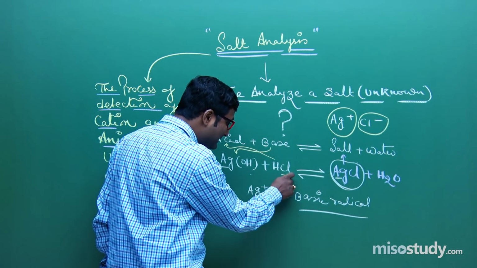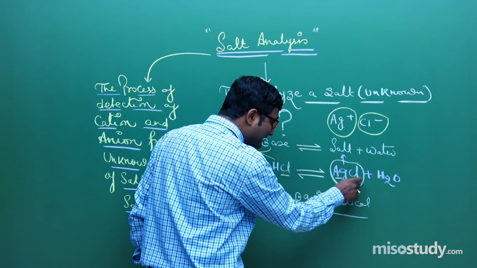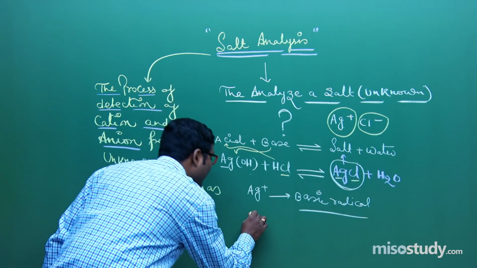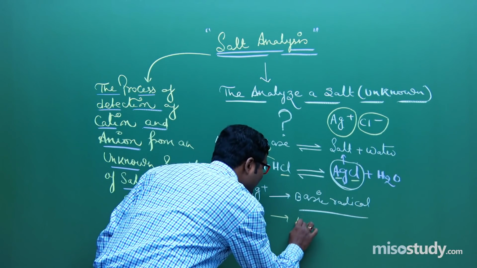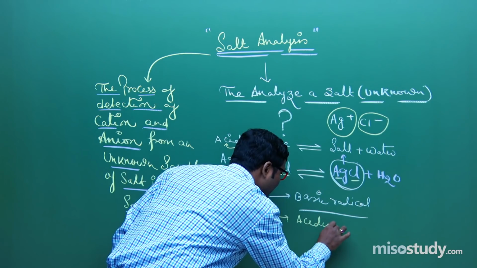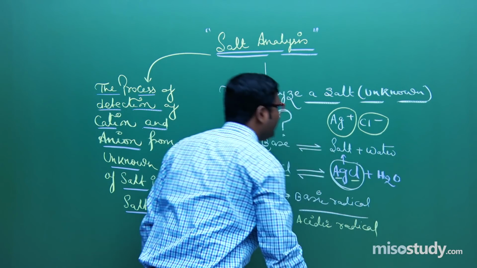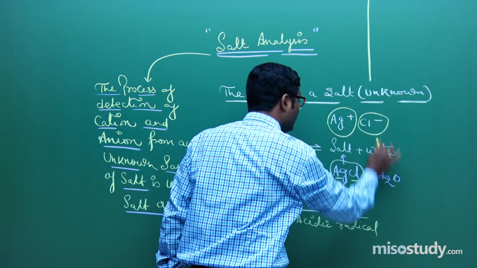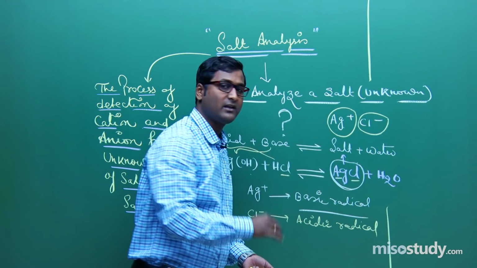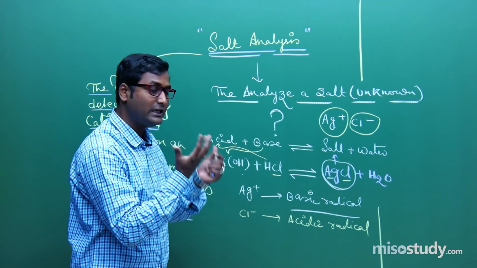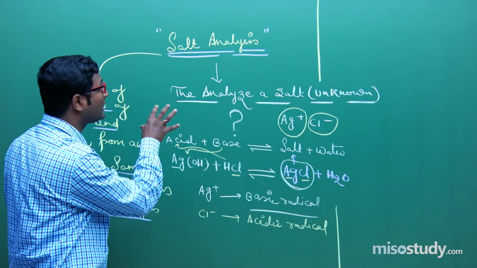Now this one is Cl and here is Cl. This Cl comes from an acid. So anions are nothing but acidic radicals. Clear to you? Clear, friend? If you have any doubt, you can approach me. I am starting with a basic level so that you can easily identify, so that you can easily go through the chapter.